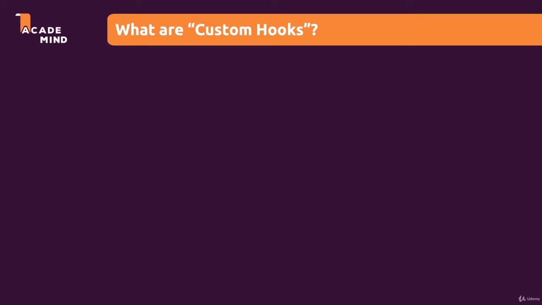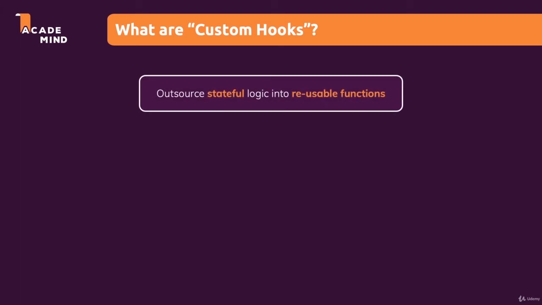So, what are custom hooks? And we need to clarify what they are before I can dive into the why. So, what are custom hooks? Custom hooks are in the end just regular functions, just as the built-in hooks like useState are in the end just functions, but they are functions which can contain stateful logic. You can build custom hooks, these custom hook functions, to outsource stateful logic into reusable functions.